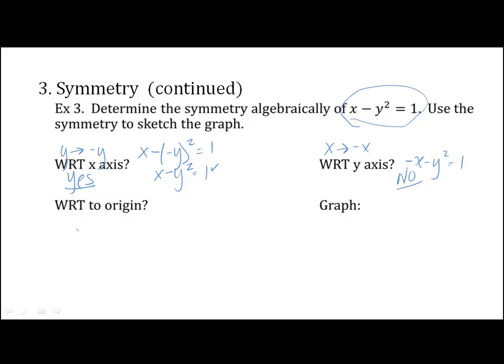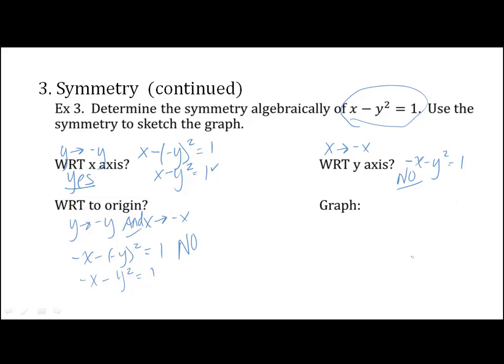With respect to origin, I have to do two steps. Y changes to negative y and x changes to negative x. You have to do both. Okay, so negative x minus negative y squared equals 1. Is this the same? I can simplify here. Negative x minus, remember a negative times a negative becomes positive. Is that the same as the original? No, the x is negative here. It's positive in the original. So this is a big fat no.